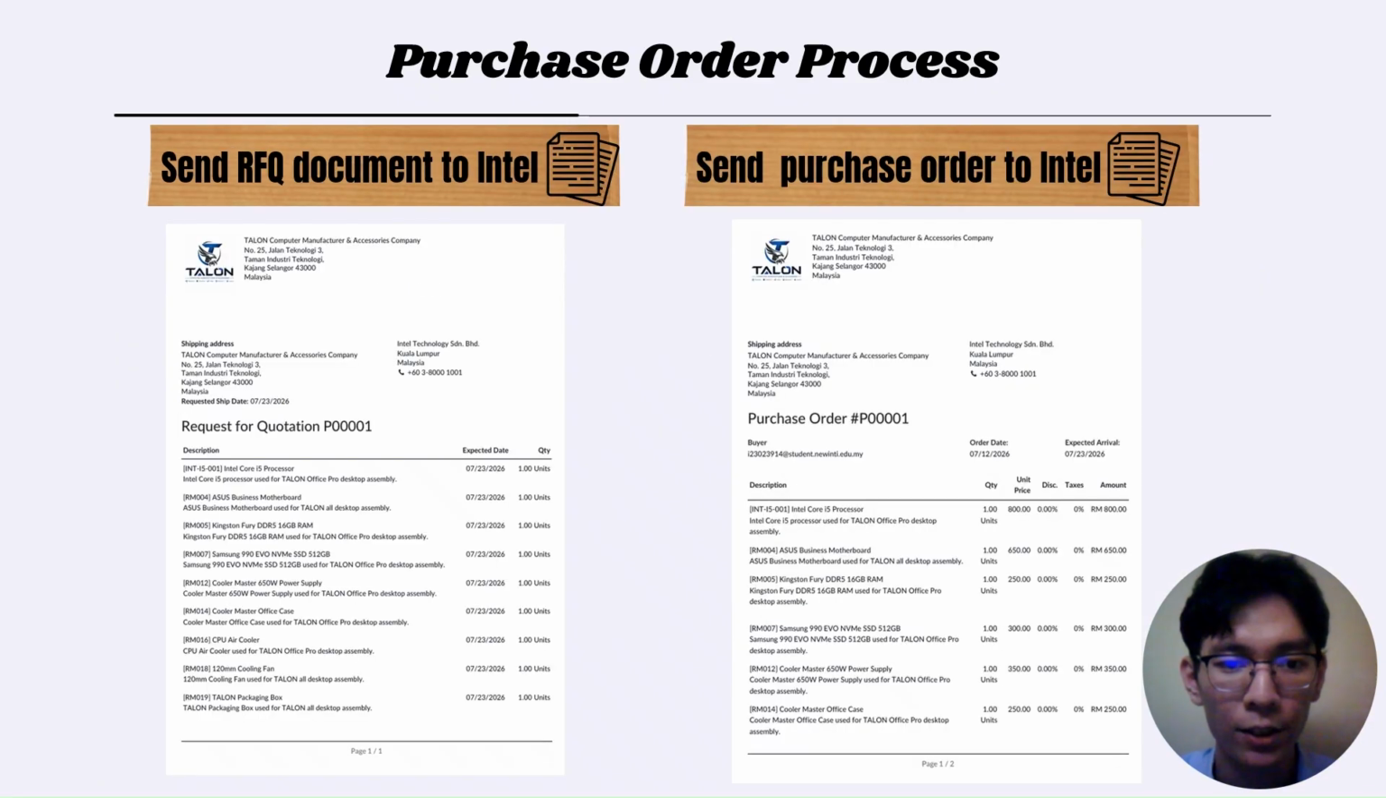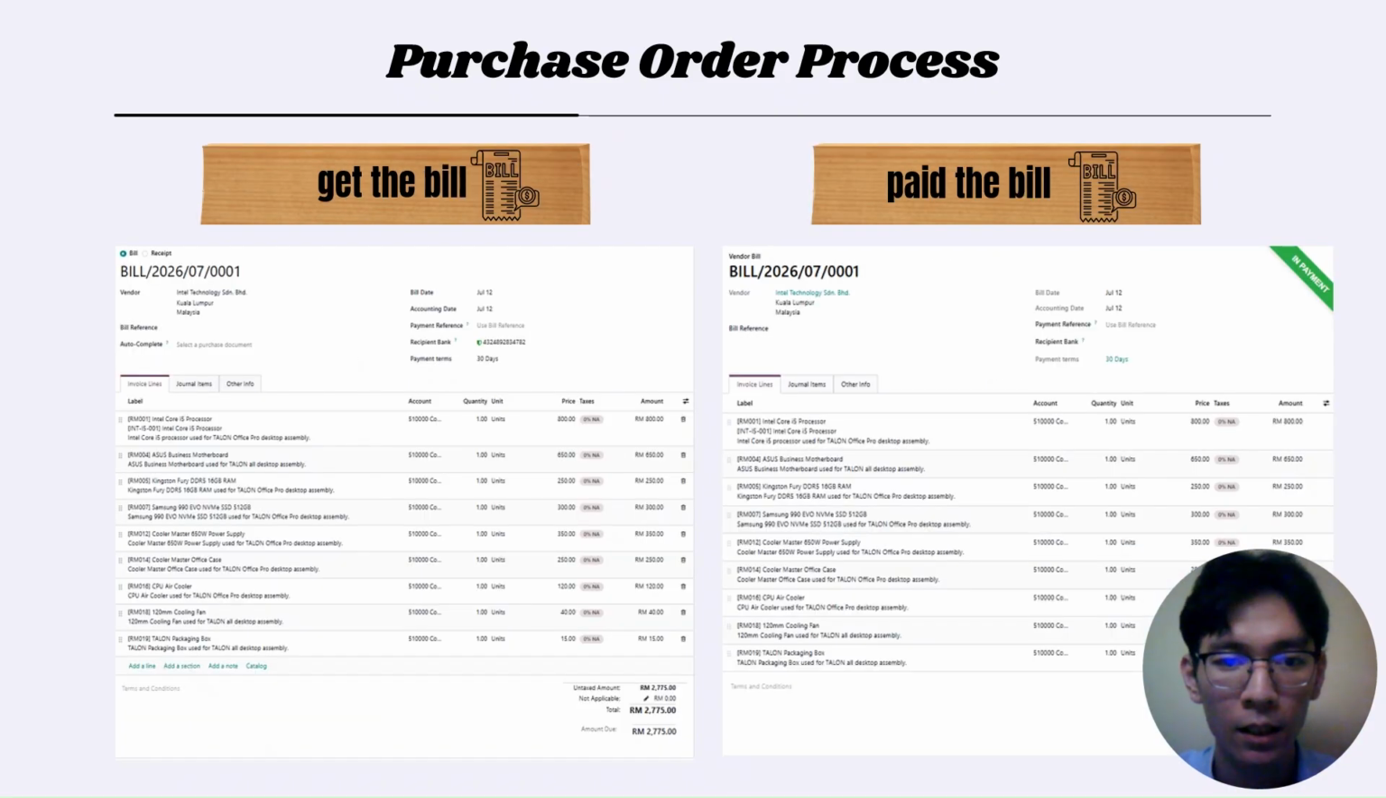So this is our request for quotation sent to Intel. After Intel confirms the quotation, the system will generate the purchase order to Intel, and then the system will generate the bill to pay to the vendor, and after we pay the vendor, we record it in the system.